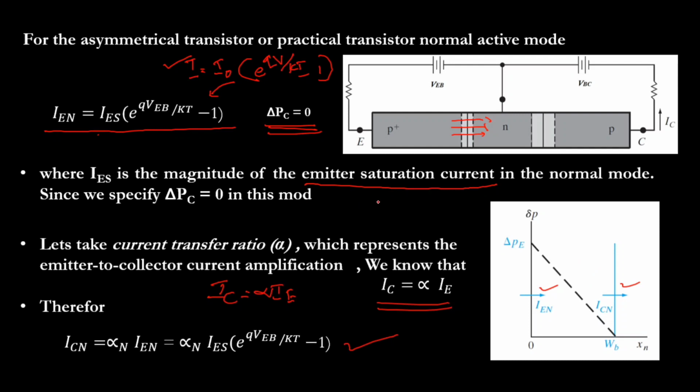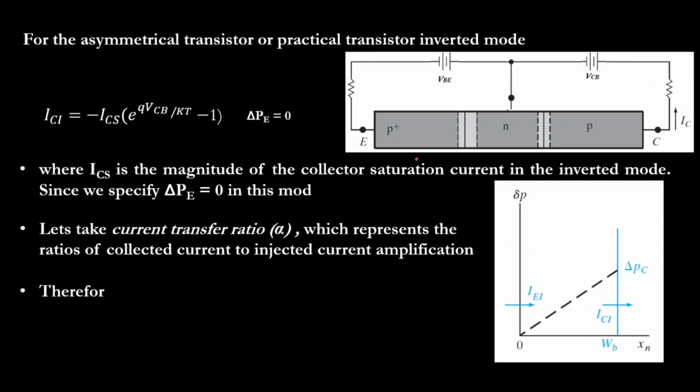Next we need to find the expressions for IEI, the emitter current in inverted mode, and the collector current in inverted mode. Let's see that. So look at this diagram. This is inverted mode. This junction is forward biased and this junction is reverse biased, right? And delta PE is equal to 0 in this case. So here we have to write the expression for the collector current, with emitter, base, and collector marked here.